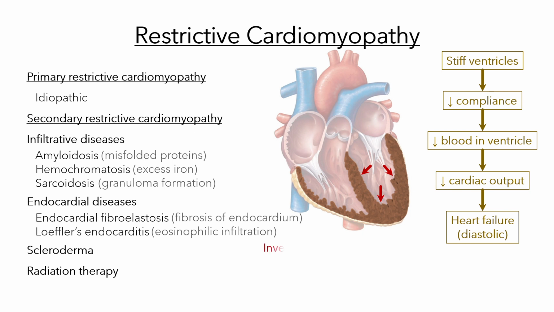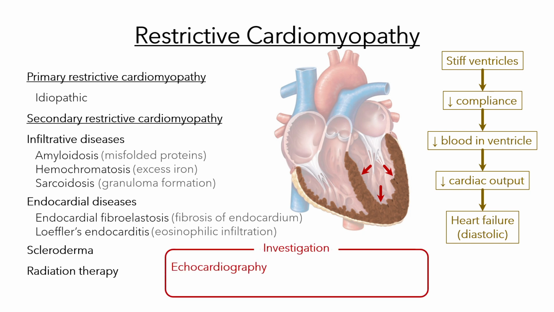In restrictive cardiomyopathy, echocardiography shows normal-sized ventricles with impaired filling during diastole and enlarged atria. Cardiac MRI is useful for detailed imaging and detecting infiltrative diseases, while an endomyocardial biopsy helps to find specific causes like amyloidosis. An ECG may reveal low QRS voltage, atrial enlargement, or conduction abnormalities.